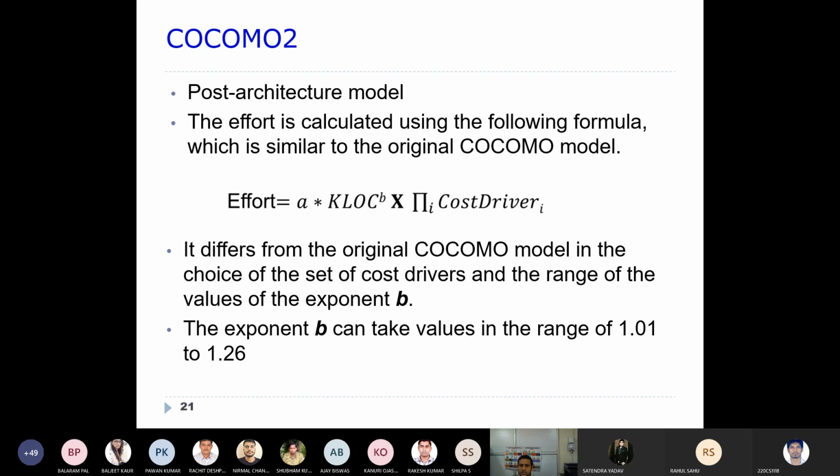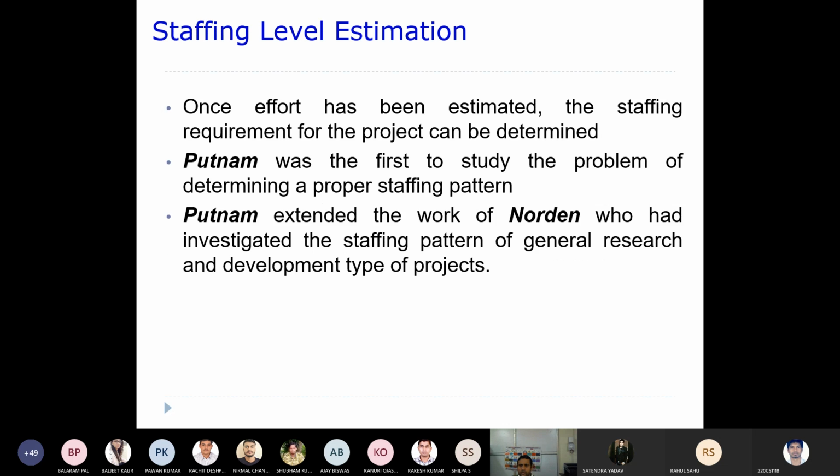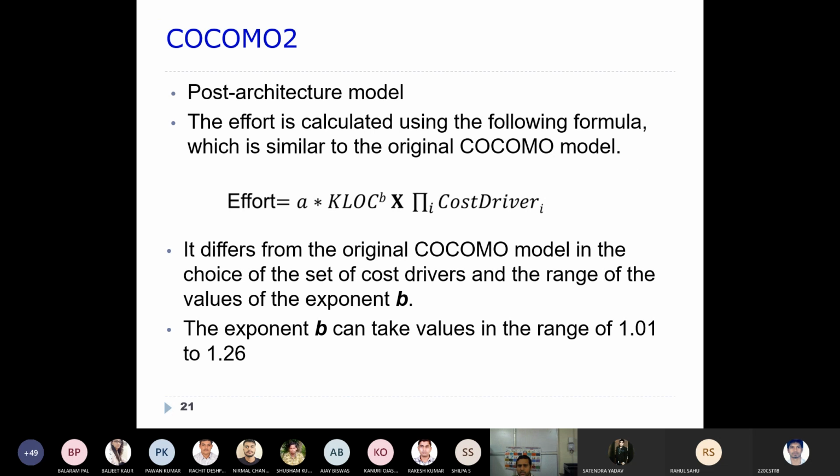This is the way that you get these constants. Likewise, for whatever estimations we have done here, the 3 estimations, all of these estimated efforts will be added together, and that will be the total effort using your COCOMO 2 model.